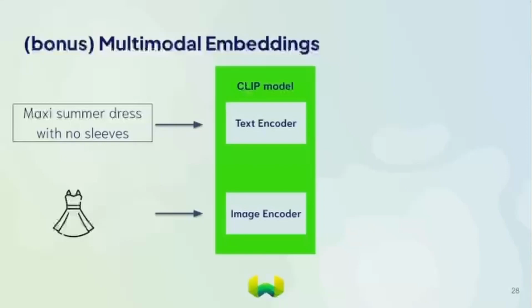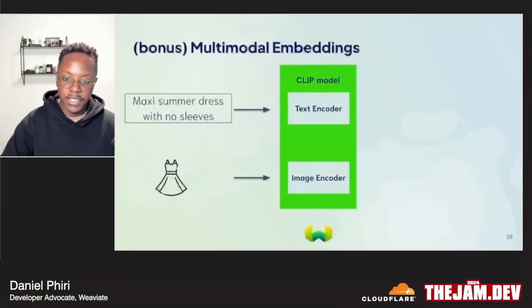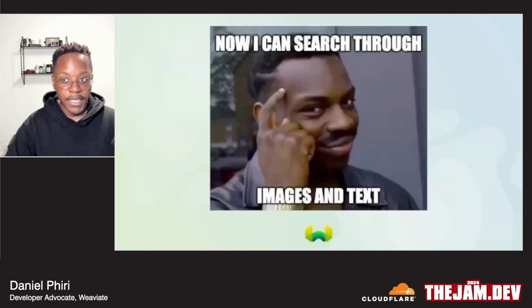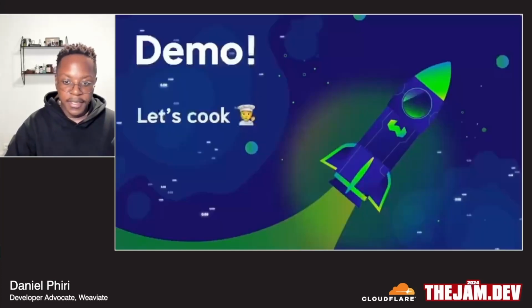Now, because vectors are a mathematical representation of data, we can abstract that away from just text data and apply it to different types of data: image data, video data, audio data. That means we have multimodal embeddings. We vectorize this information, and now we can search through images, audio, and text. Let's actually demo what this search looks like.